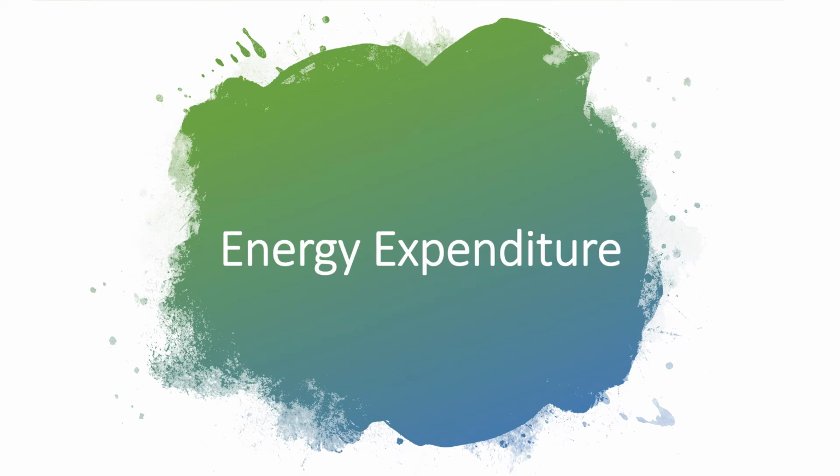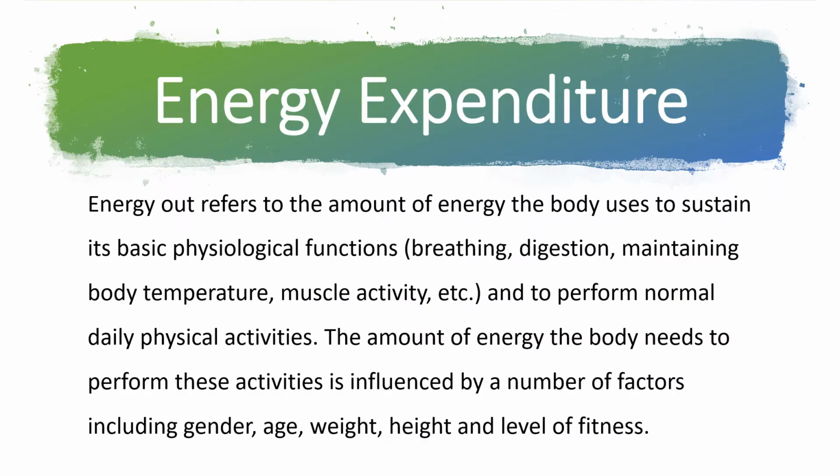Energy expenditure. Energy out refers to the amount of energy the body uses to sustain its basic physiological functions, which are breathing, digestion, maintaining body temperature, muscle activity, etc., and to perform normal daily physical activities. The amount of energy the body needs to perform these activities is influenced by a number of factors, including gender, age, weight, height, and level of fitness.